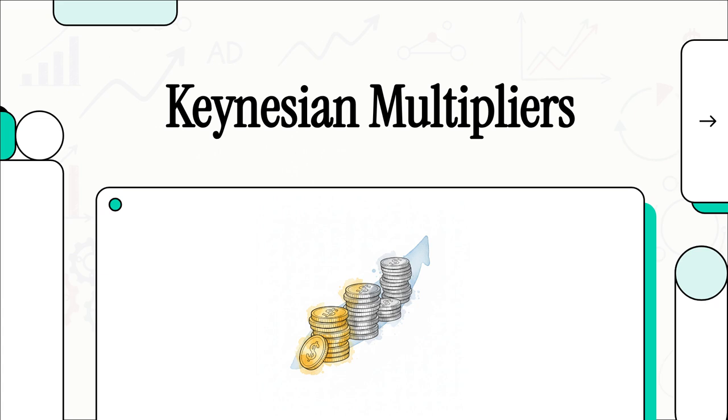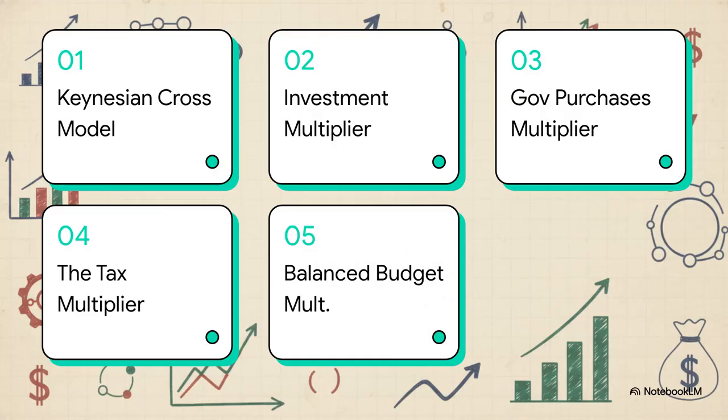You know, this is the exact math policymakers are looking at when debating real-world legislation like stimulus checks or massive infrastructure bills. If you've ever wondered how a single dollar spent by the government, or even a private business, can ripple through the entire economy to create a much larger wave of total income, well, you're definitely in the right place. Here's our roadmap for today.